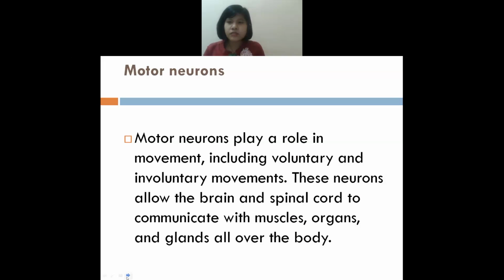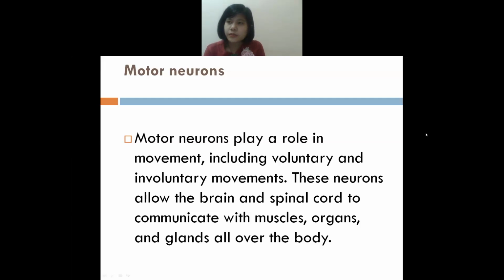Okay, next is motor neurons. Motor neurons help you in both things, voluntary and involuntary. Does anyone remember what voluntary means? Voluntary means what? We can control. Which you can control. Is it?